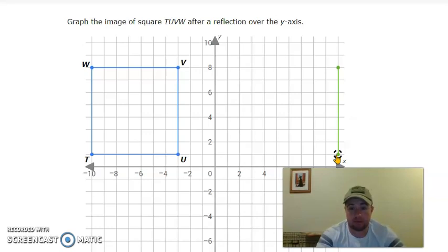Now I'm going to look at point U. U is 1, 2, 3. So if it's a reflection, 1, 2, 3. And now I can complete my shape.